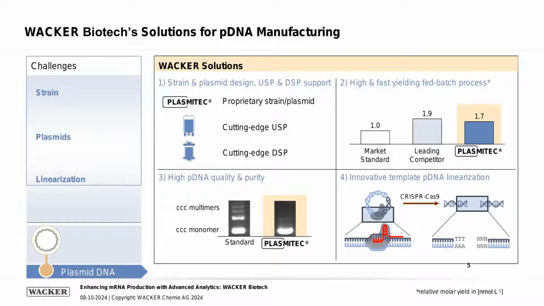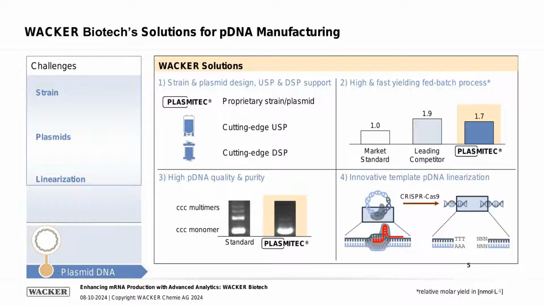All right, what are the solutions WACKER Biotech has for the manufacturing of plasmid DNA? We have our own proprietary strains and plasmid, which we term PlasmidTech, and use a cutting-edge USP fermentation protocol that allows us to achieve high yields of plasmid within a fast batch process, with titers that can keep up with the leading competitor in the market.